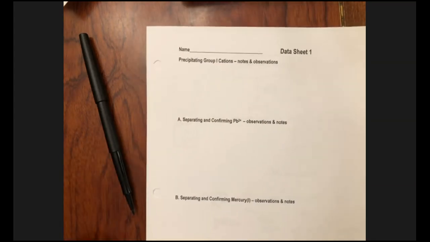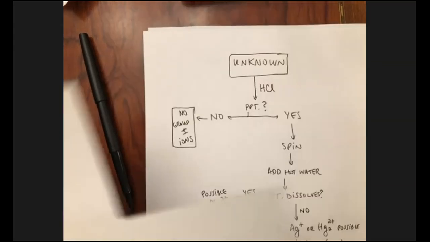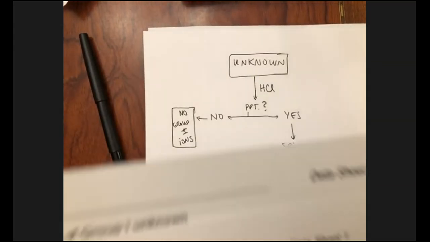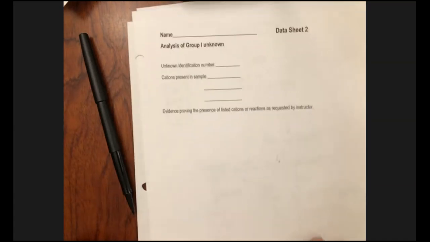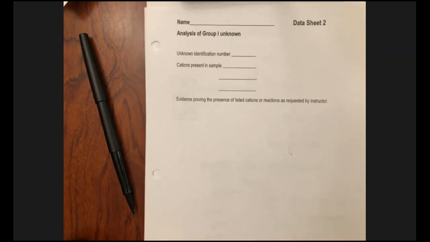Once you have collected these, you will be submitting in your lab report data sheet number 1 and data sheet number 2. If you did your flowchart on a separate piece of paper, then just attach that as a separate piece of paper. So that's essentially what this experiment is all about. And it's unfortunate that because of the current situation, you are not able to do this hands-on. But because you did the first lab where you practiced separating group 1, group 2, group 3, that should give you enough of an idea of how this works.